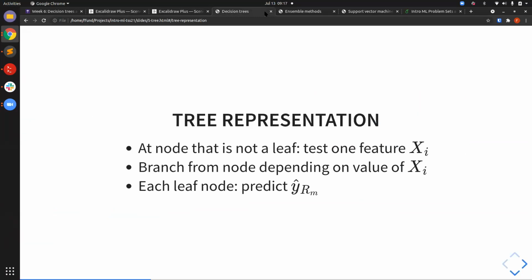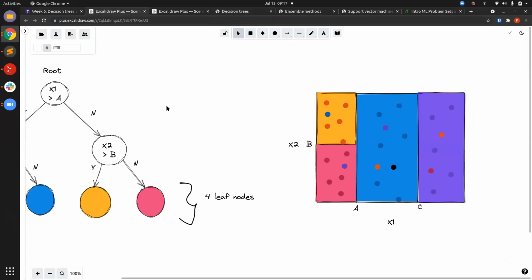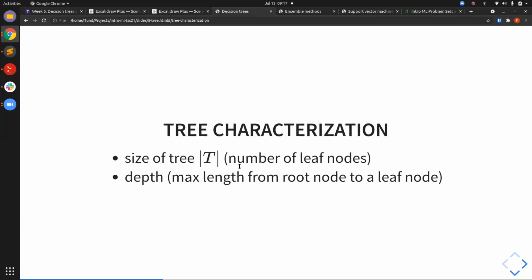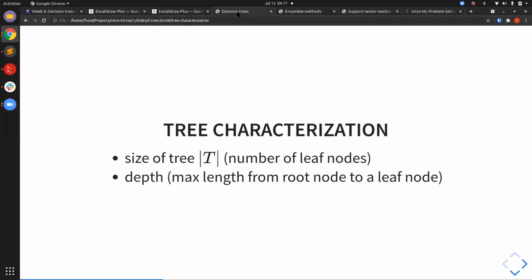Okay, and we said we can characterize a tree by its depth, which is the max length from the root node to a leaf node. So this tree has depth 2. We can also characterize the tree by its size, which is the number of leaf nodes. In this case, we have 4 leaf nodes. Okay, any questions about our decision tree so far?